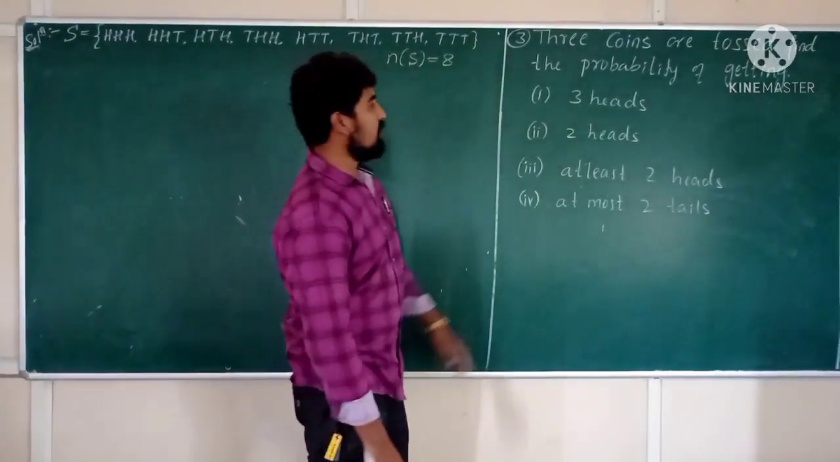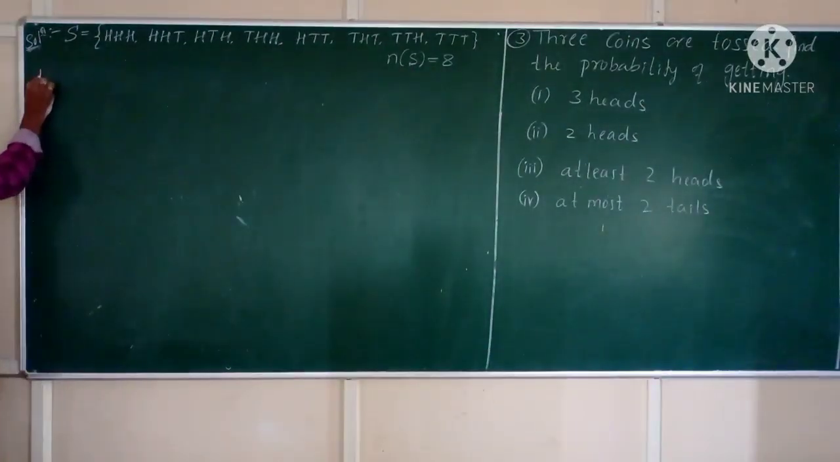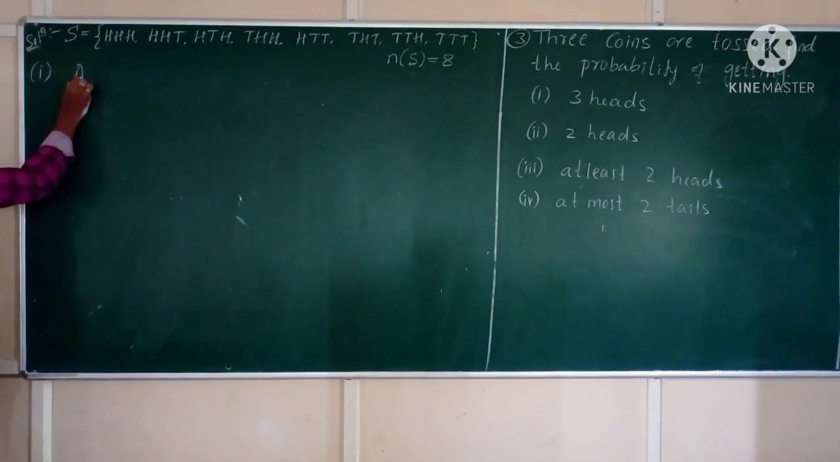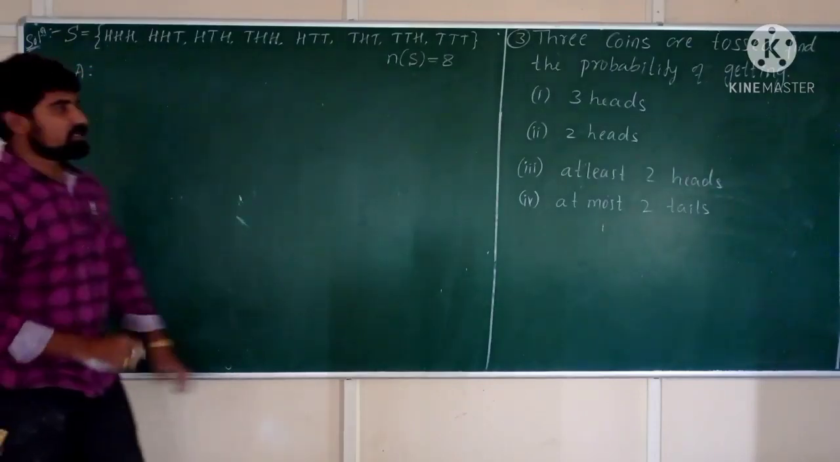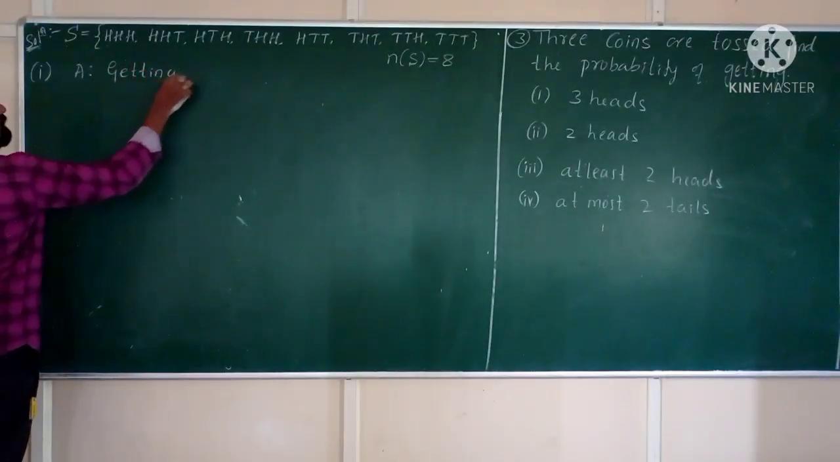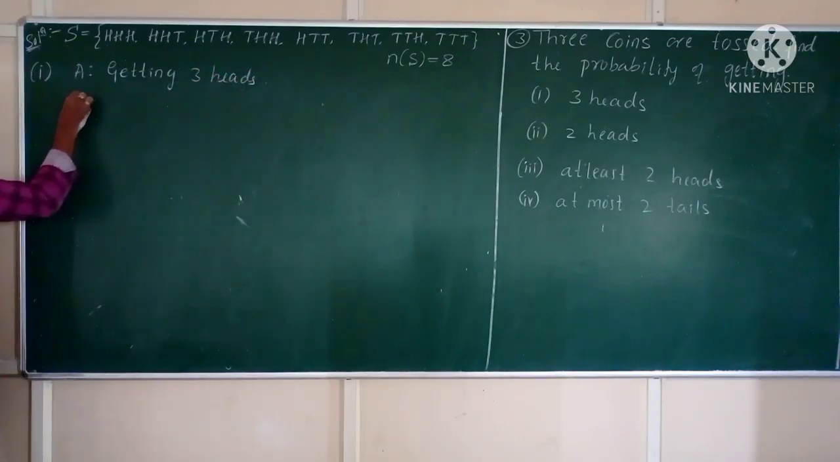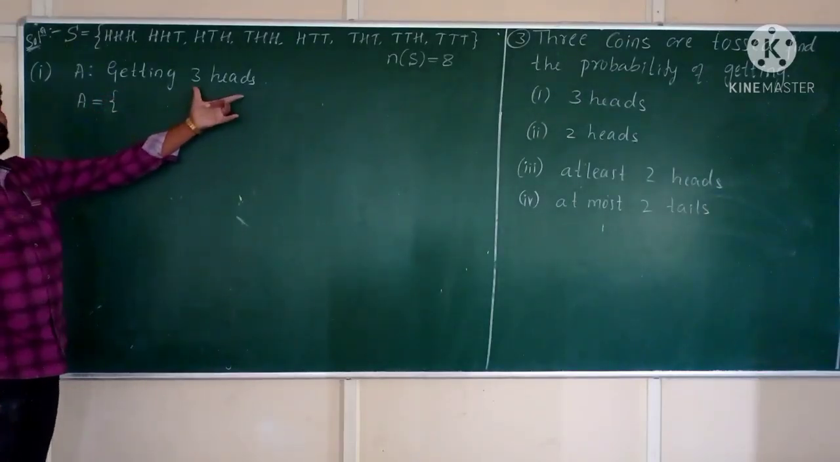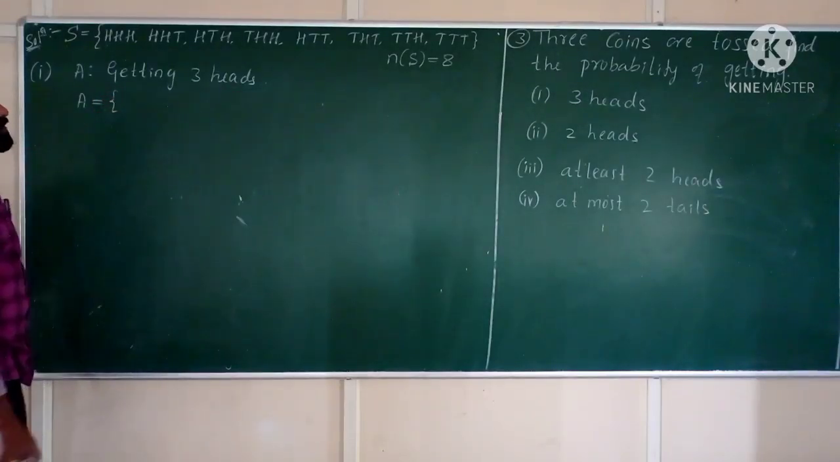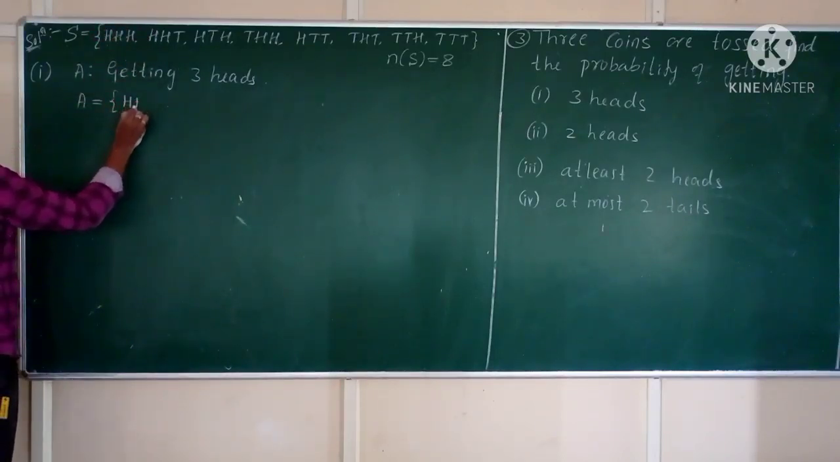Now we need to find the probability of getting 3 heads. So first define the event. Let A be the event defined by getting 3 heads. Therefore, the outcomes which are present in the event A must consist of 3 heads. There exists only one outcome which consists of 3 heads, and which is given by HHH.